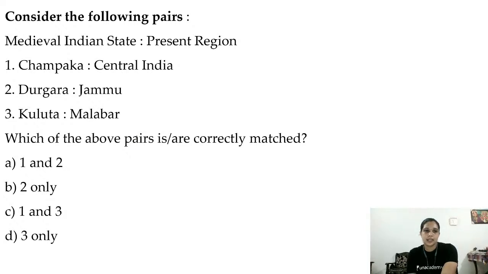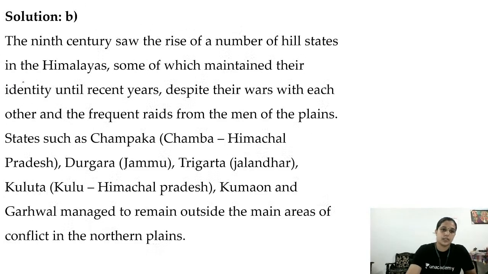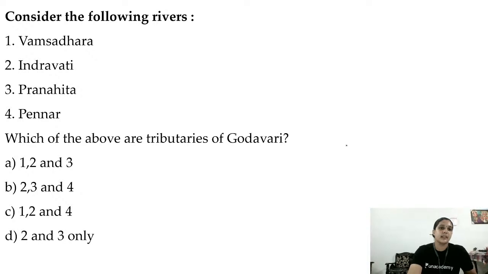Which of the following are matched correctly with the present region? Champaka, Central India. Durgara, Jammu. Kuluta, Malabar. So the answer is 2 only. Durgara is Jammu. But Champaka is in Himachal Pradesh. Trigarta is Jalandhar. Kuluta is Kulu, Himachal Pradesh. And Kumaon and Garhwal are the present-day Uttarakhand. Okay, you can see these places there.